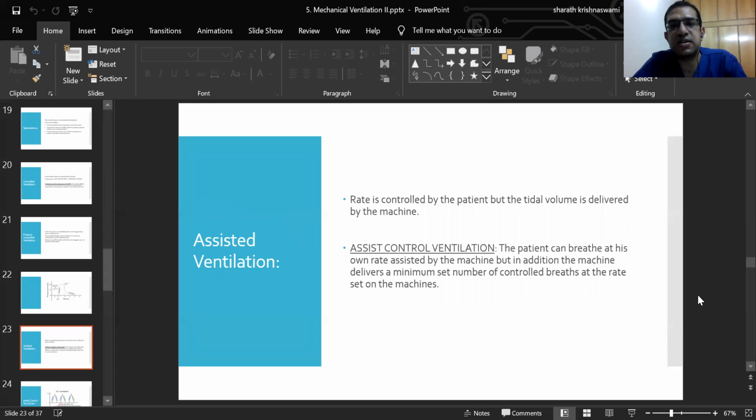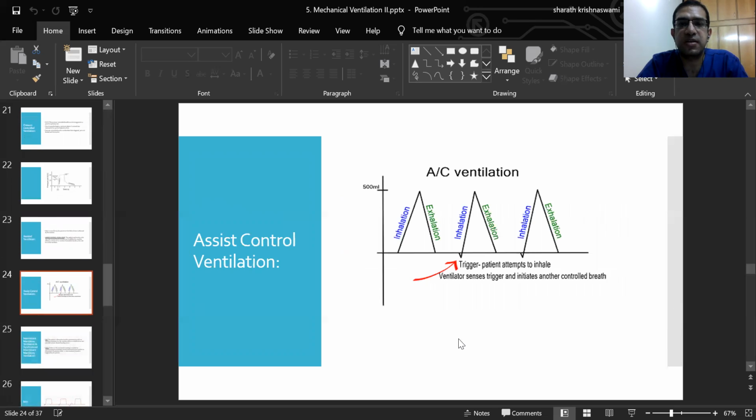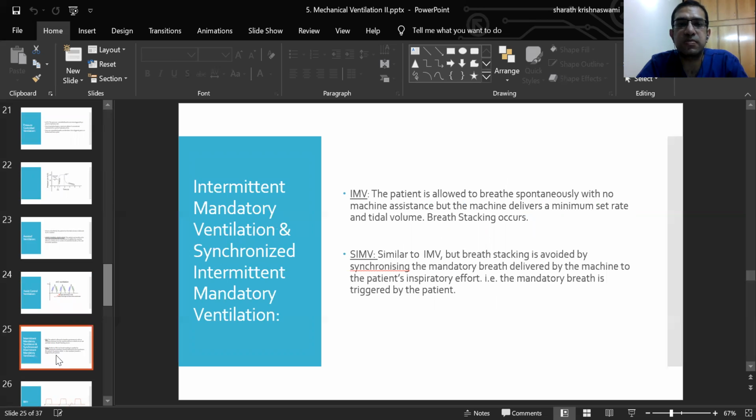Assisted ventilation occurs when the rate is controlled by the patient, but the tidal volume is delivered by the machine. In assisted control ventilation, the patient can breathe at his own rate assisted by the machine. But in addition, the machine delivers a minimum set number of controlled breaths at the rate set on the machine. This is assisted control ventilation, in which the patient attempts to inhale at certain trigger points. The ventilator senses the trigger and initiates another controlled breath.